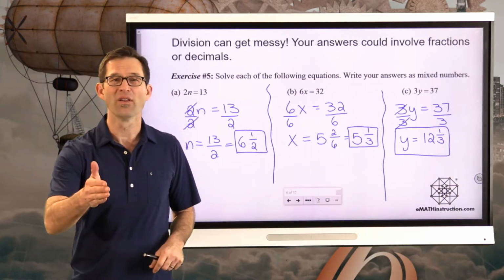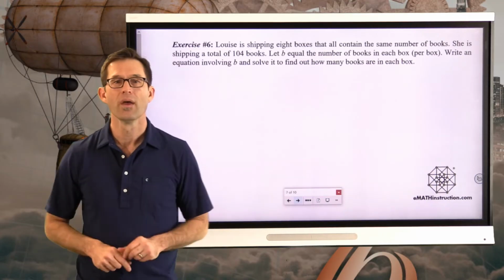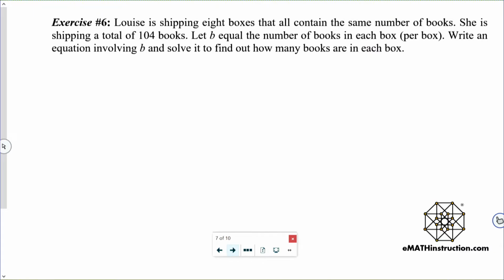All right, now let's go on and do a modeling problem with this type of an equation. Here we go. Exercise number 6. Louise is shipping 8 boxes that all contain the same number of books. That's very important. She is shipping a total of 104 books. Let B equal the number of books in each box. Write an equation involving B and solve it to find out how many books are in each box.